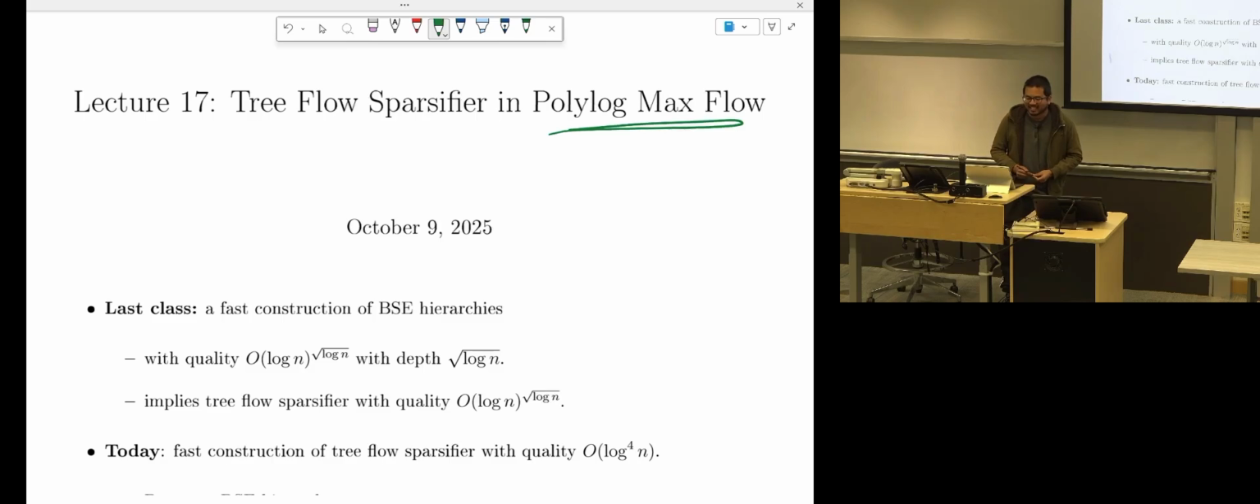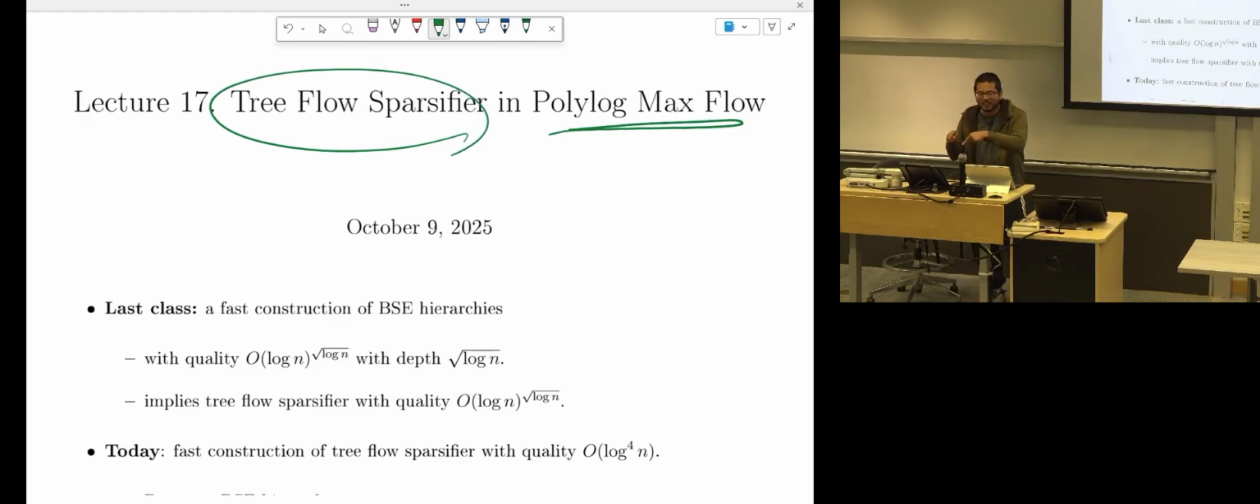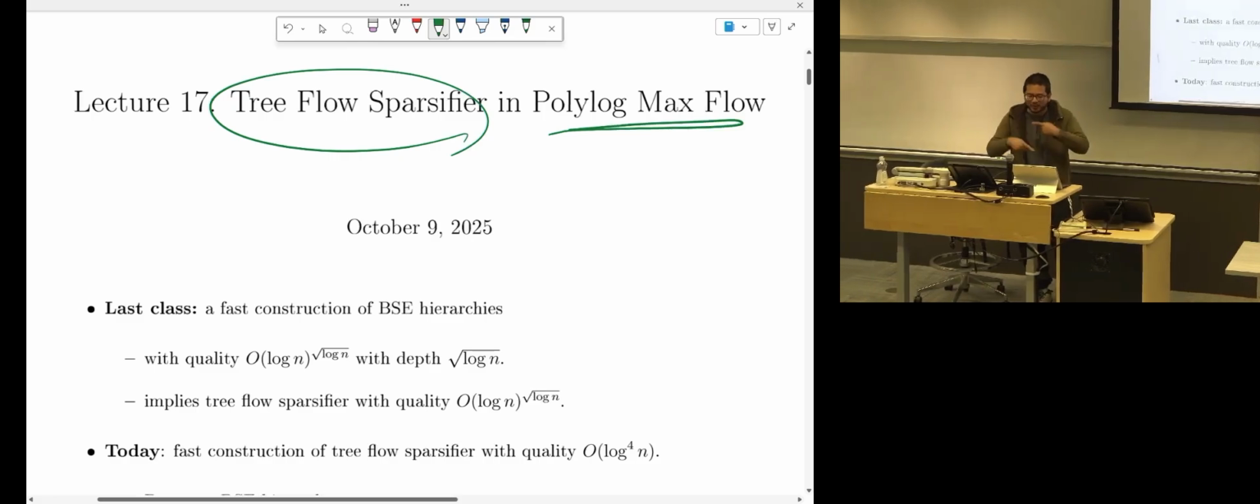It turns out that the structure that we have built, the tree-flow Sparsifier itself, will be useful for building fast MaxFlow again. So it's a really crazy feedback loop.